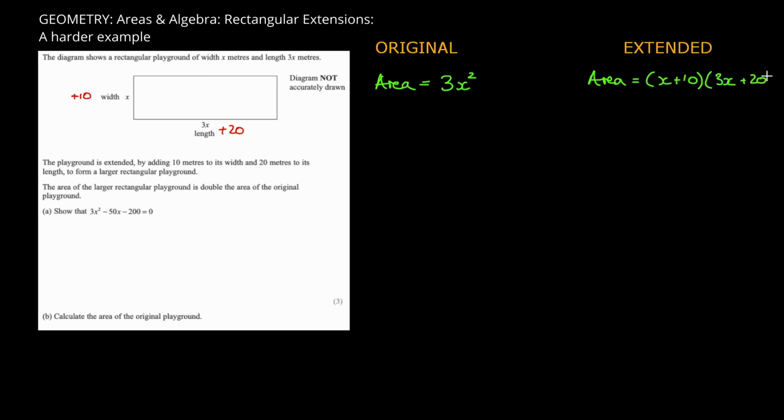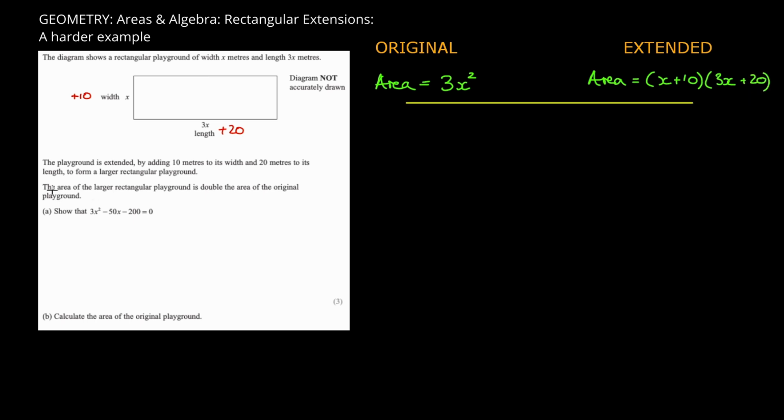The area of the larger playground is double the area of the original playground. So that's the fact which links areas and therefore equations. So let's compare original and extended and compare the area. So the area of the original was x by 3x. So the original is 3x squared. And this area is going to be x plus 10 multiplied by 3x plus 20.